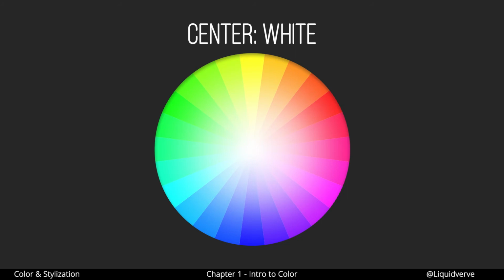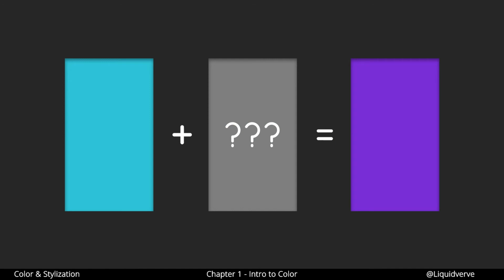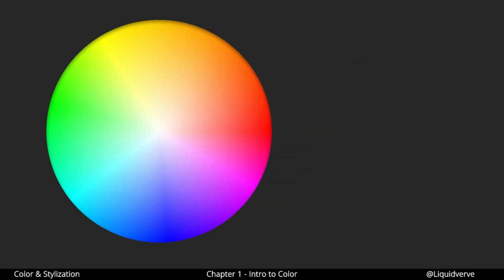So say we want to change the color of a certain element, such as this dress. It is currently blue, but we maybe want it to be purple. What color would we need to add to the blue to make the dress purple? Combining colors is easiest to visualize on the color wheel. Let's take a look at the basic rule here.